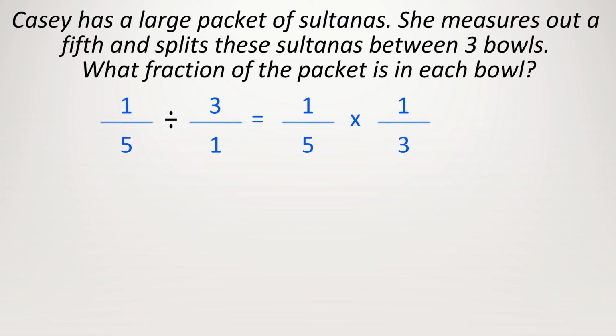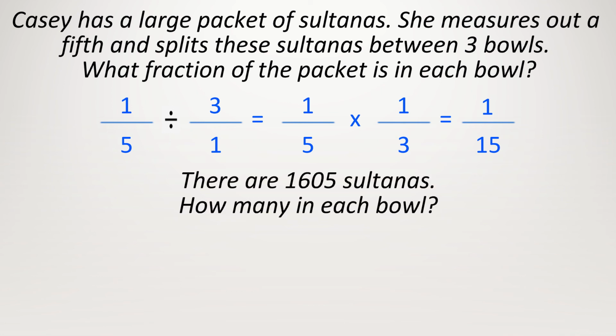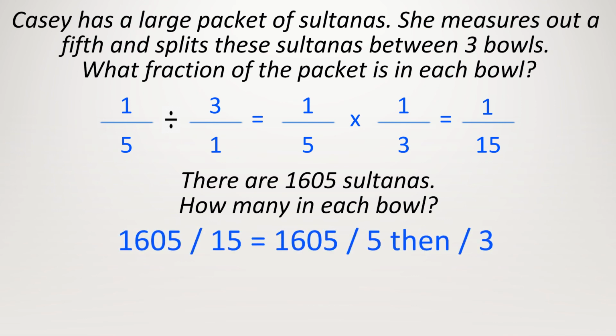Dividing by 3 is the same as timesing by a third. When we times fractions, we times tops then bottoms. 1 times 1 is 1. Bottom is 5 times 3 equals 15. So it's 1 over 15 of the original packet. There are 1605 sultanas. That means how many sultanas in each bowl? So then we do 1605 divide 15.